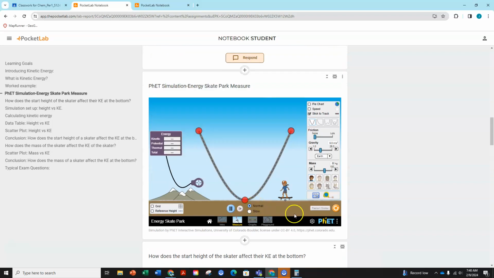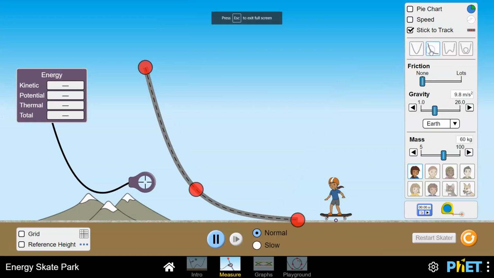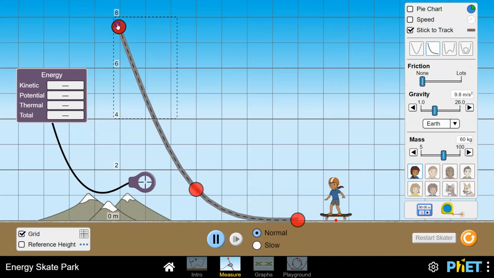So let's set up our track, and this is how we do it. We go to the L track right here, put on our grid, and we're going to put this up to 8, and we're going to do our first trial.